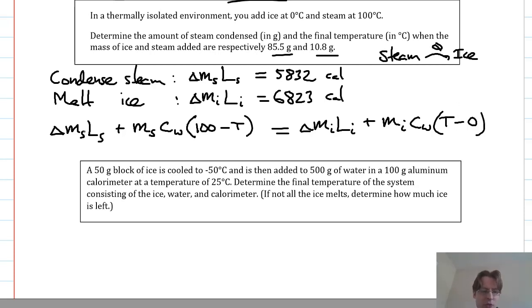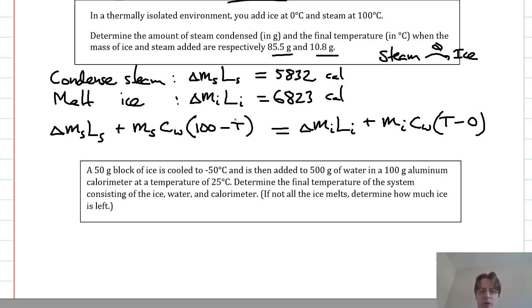Okay, so again, the left side is the heat which leaves the steam as it condenses and then cools off to its final T. The right-hand side is equal to it. It's the same amount of heat which enters the ice, melting the ice, and then warming up the cold water up to a final temperature T. So it's an algebra problem to now solve for T.